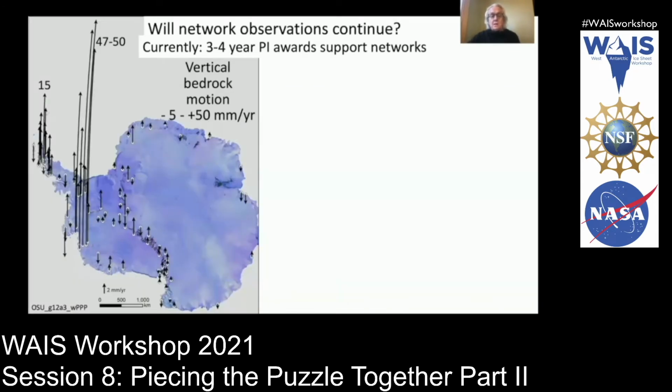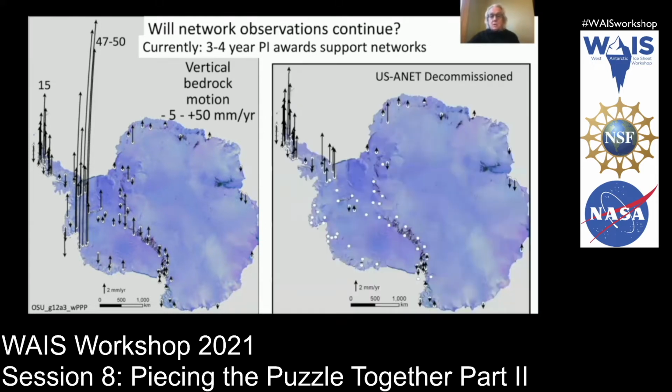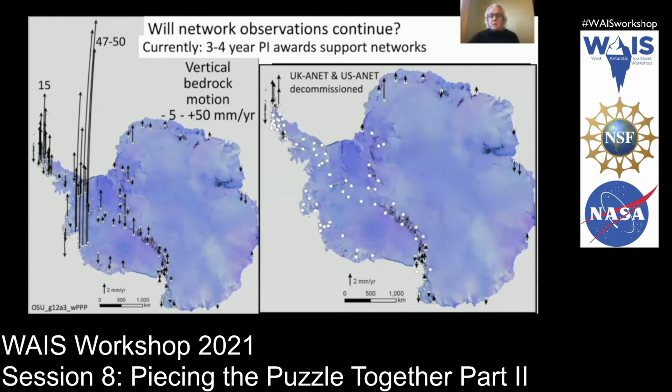What kind of scenarios can we look at for the future? Well, let's look at an elimination scenario, which would take our observational capabilities as represented in this example by a solution from Ohio State, a vertical bedrock motion for all the GPS sites that continuously record in Antarctica. This is what our observational capability would be if we decommissioned the US ANET network, if we also decommissioned the UK ANET network.